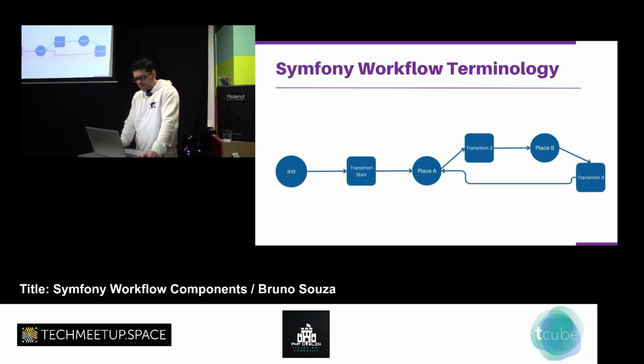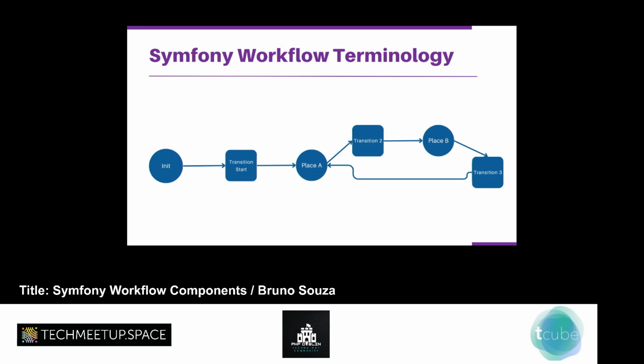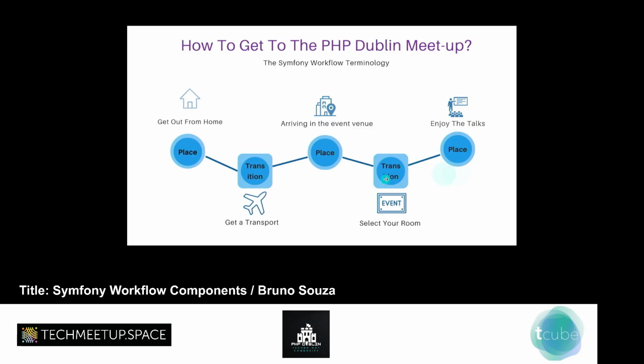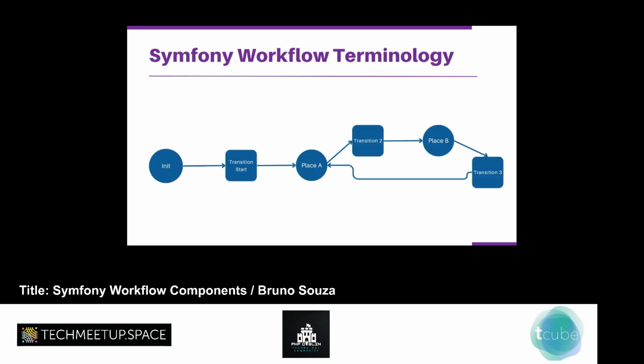So here, for example, we have the init state, and then you have the transition start. You have a place that goes through the transition two, which means some action going to the place B, and then some action going to the place 3.